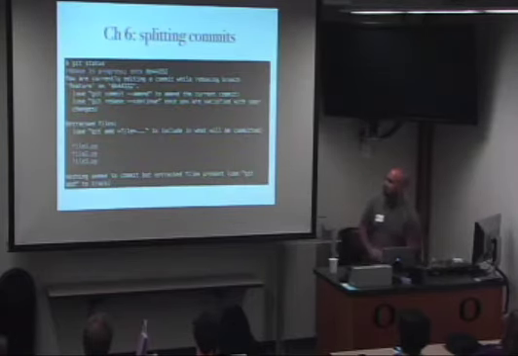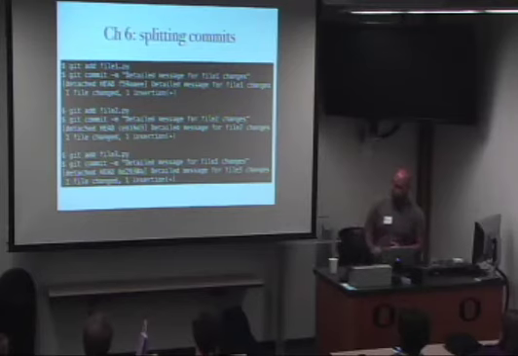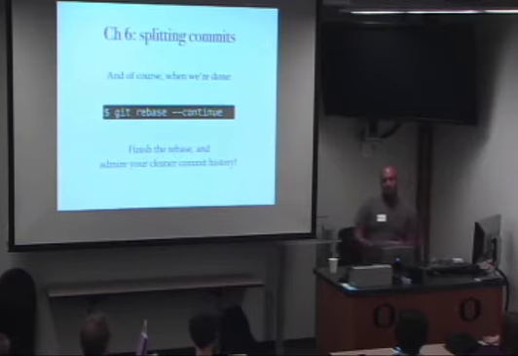Then you can use git status to take a look at the files that you have. And I guess I added slides for these without remembering. You add them one at a time, make your own different commits. So these are the smaller commits that I'm talking about. And then when you're done, git rebase --continue. And you can take a look at your history and admire how nice it all looks.